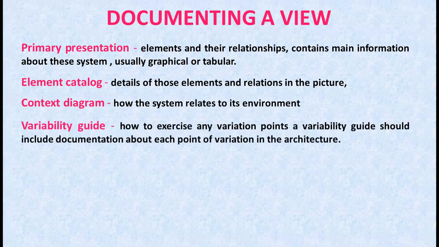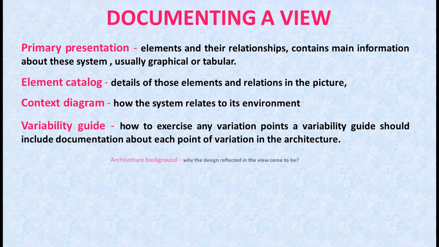Variability guide. Here is how to exercise any variation points. A variability guide should include documentation about each point of variation in the architecture, including the operations among which a choice is to be made, and the binding time of the option. Some choices are made at design time, some at build time, and others at runtime.